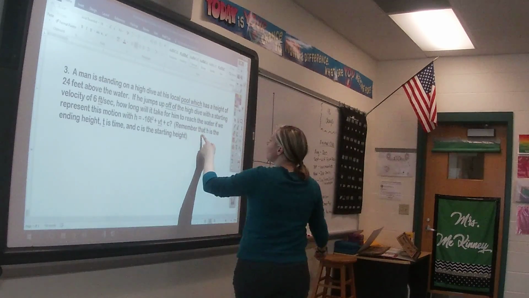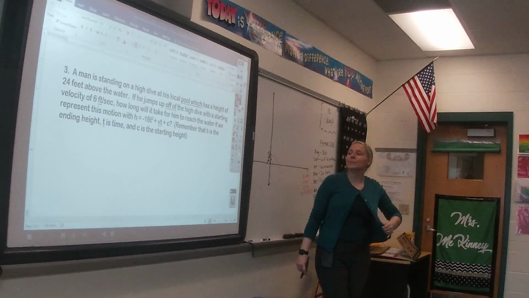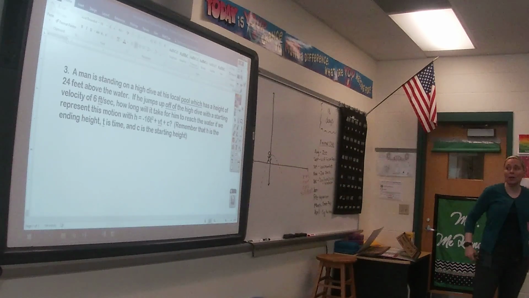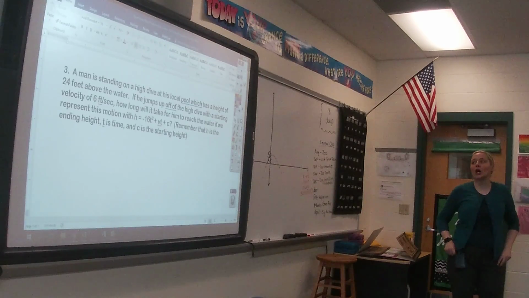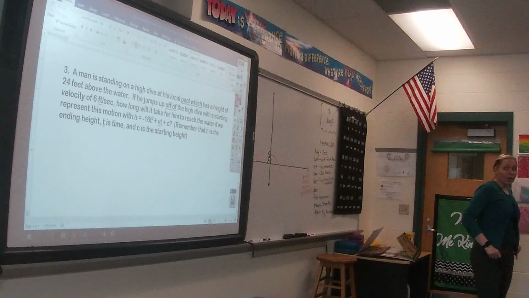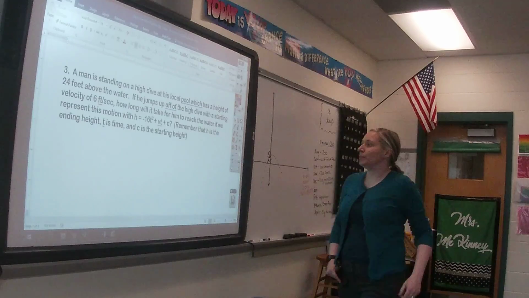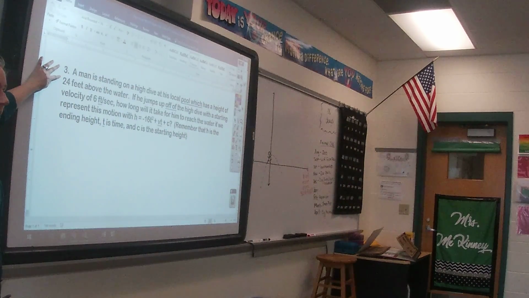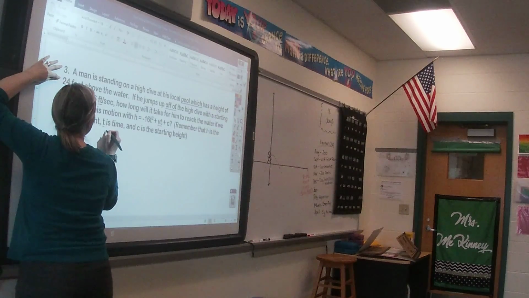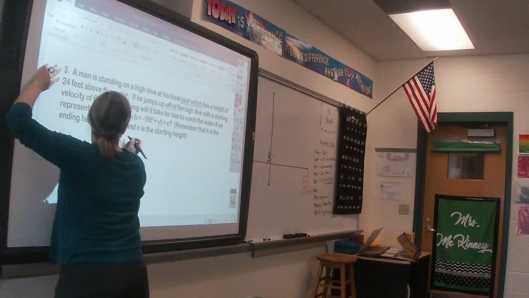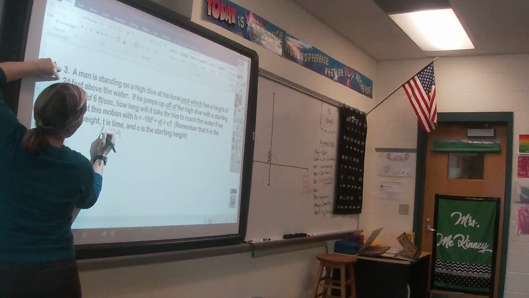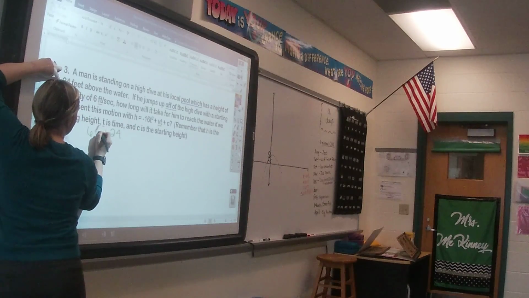So it says, remember that H is the ending height, t is time, and c is the starting height. Okay, so what do we know? c equals 24. Why is c equal 24? Because that's the height where he's starting. So we know we have a plus 24. What else do we know? The velocity, 6 feet a second. We know that the velocity is 6 feet per second.